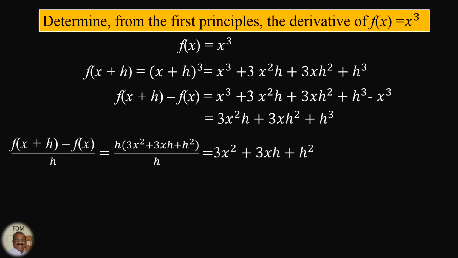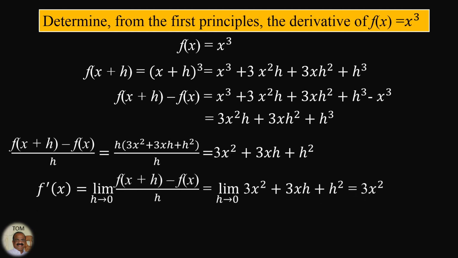Then we divide by h. We take the common factor h outside and cancel with h in the denominator. We get 3x² + 3xh + h². Now the limit step. We write the limit of 3x² + 3xh + h². h becomes 0. We get 3x². The derivative of x³ is 3x².